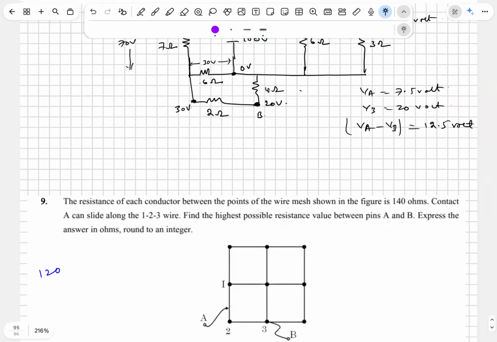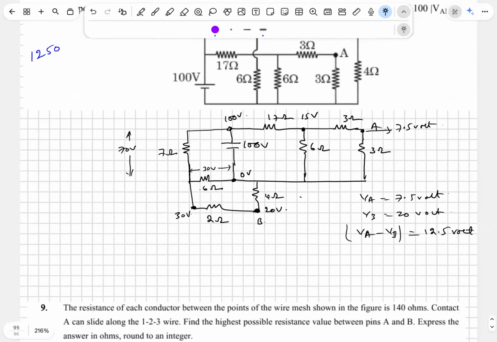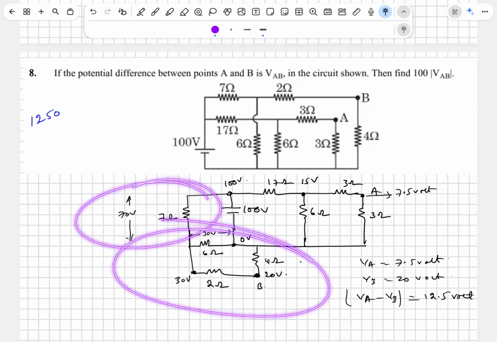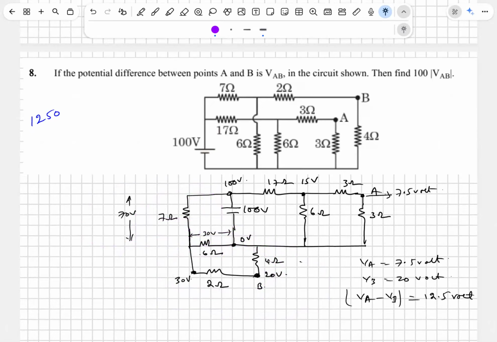Next. It is 7 totally. This is totally 3. 7, 3, total 10. 100 volts distribution. 70 volts, 30 volts. Any doubts? Any doubts?